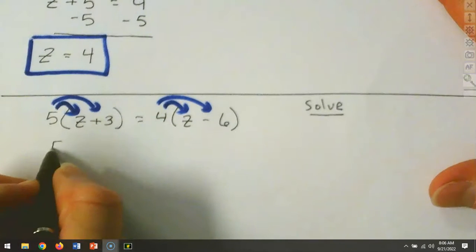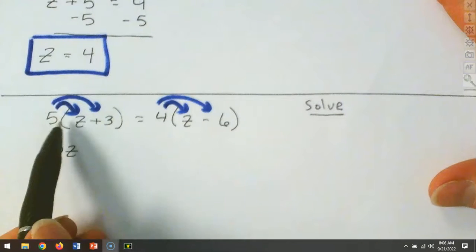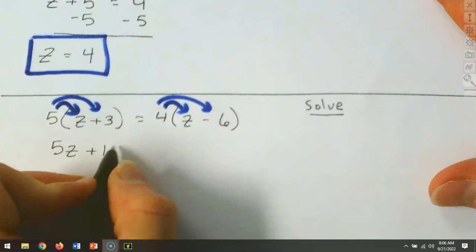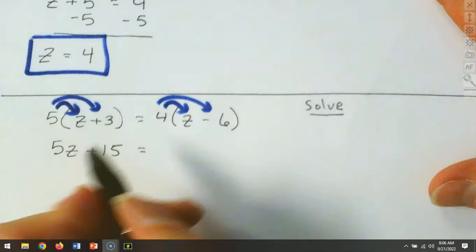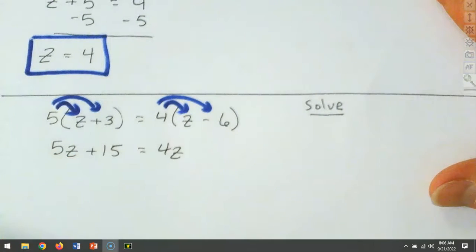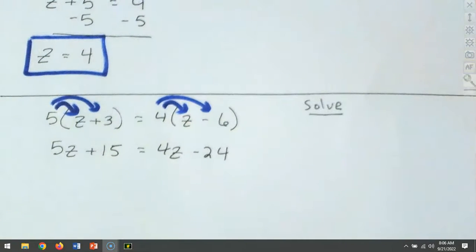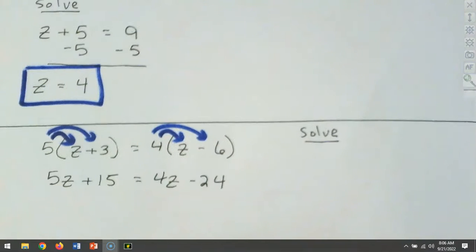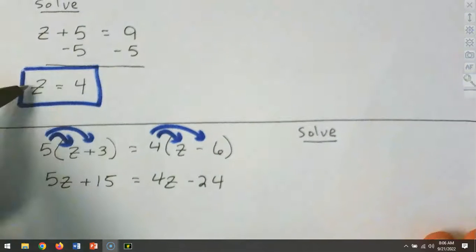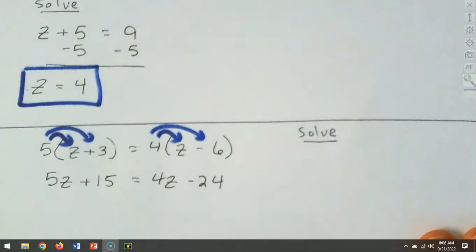When I distribute through, that gives me a 5z. 5 times 3 is that 15. 4 times z is a 4z. And 4 times a negative 6, that's a minus what? Minus 24. Is everyone okay with that so far? So all I did was distribute through. Now, we want to solve it like we did the last one. And so I want it to eventually look like this, where the variable can be an x, can be a z, can be a t, whatever variable we've got. The variable by itself on the left, numbers on the right.